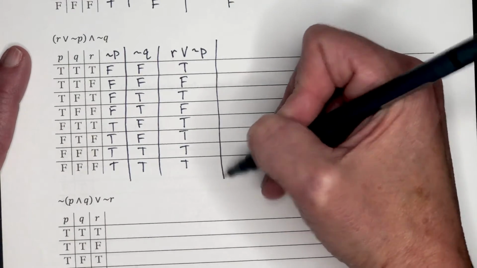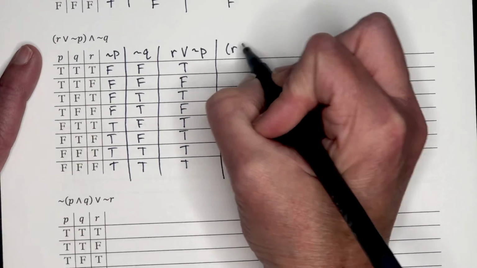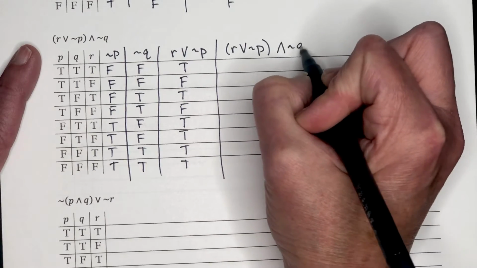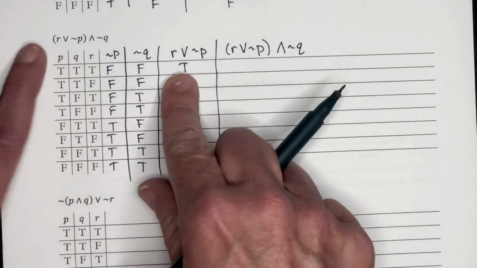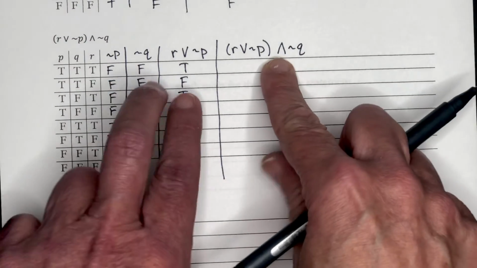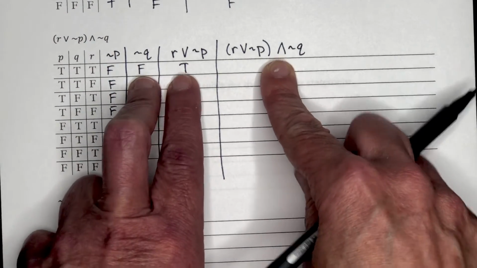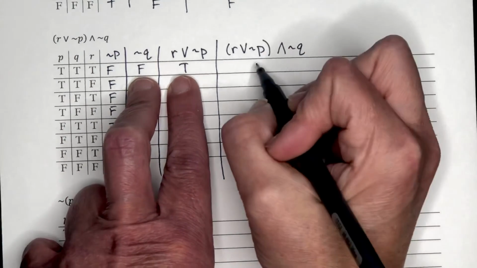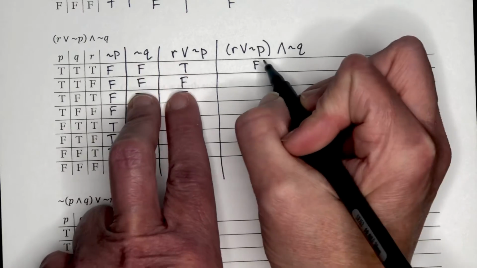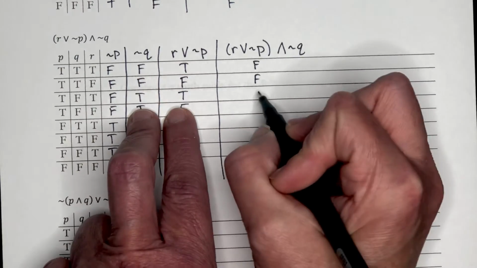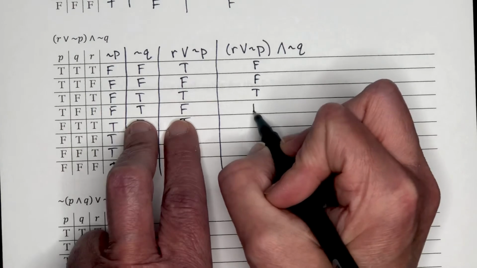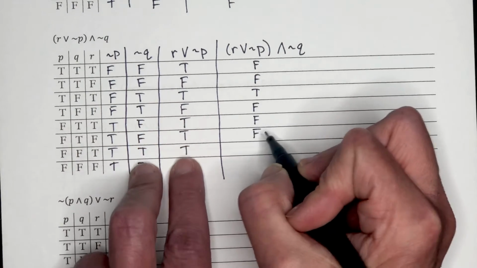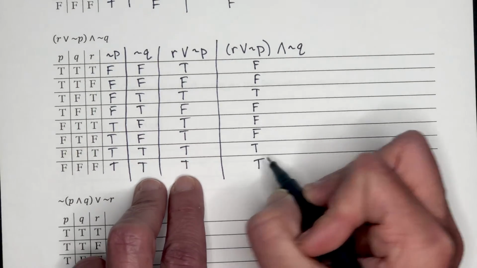Okay. Now our last bit, R or not P and not Q. So I'm going to take this column and AND it with the not Q column. And we're looking for the ones that are both true in order to be true. So we don't have that here. So false, false, that one's true, false, false, false, true, and true.